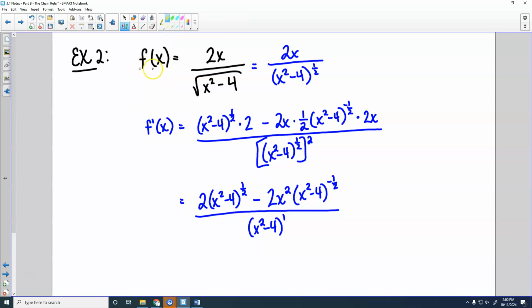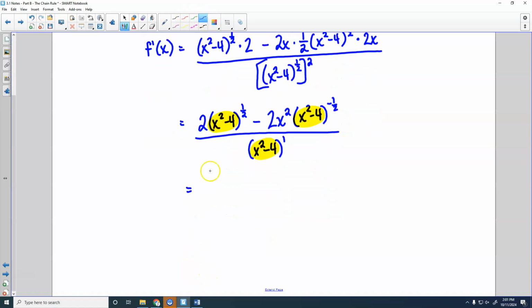much like the last problem, we've got these pieces that are all the same. So in the numerator, we want to factor out whatever our lowest exponent is for that x squared minus 4 term. And so in this case, that is negative 1/2, I'm sorry. So we will have x squared minus 4 to the negative 1/2.